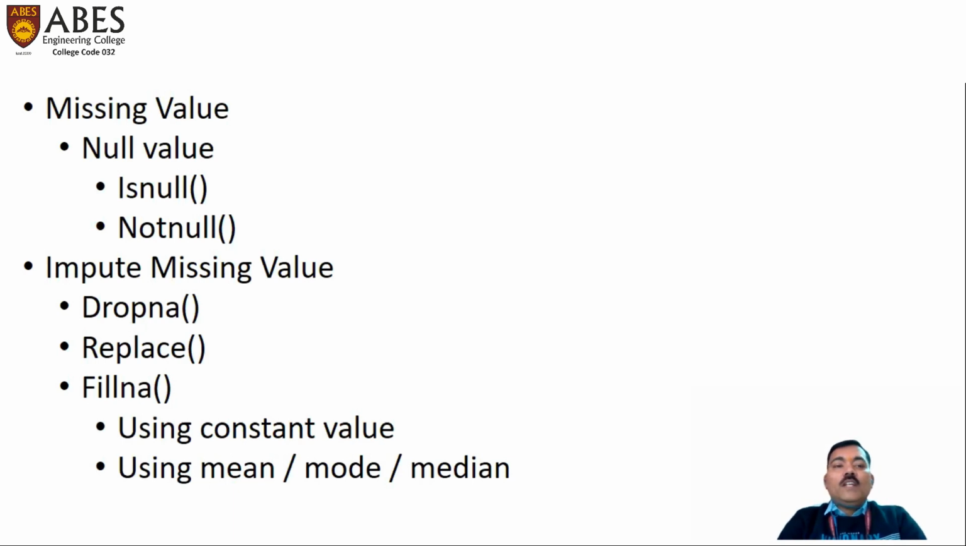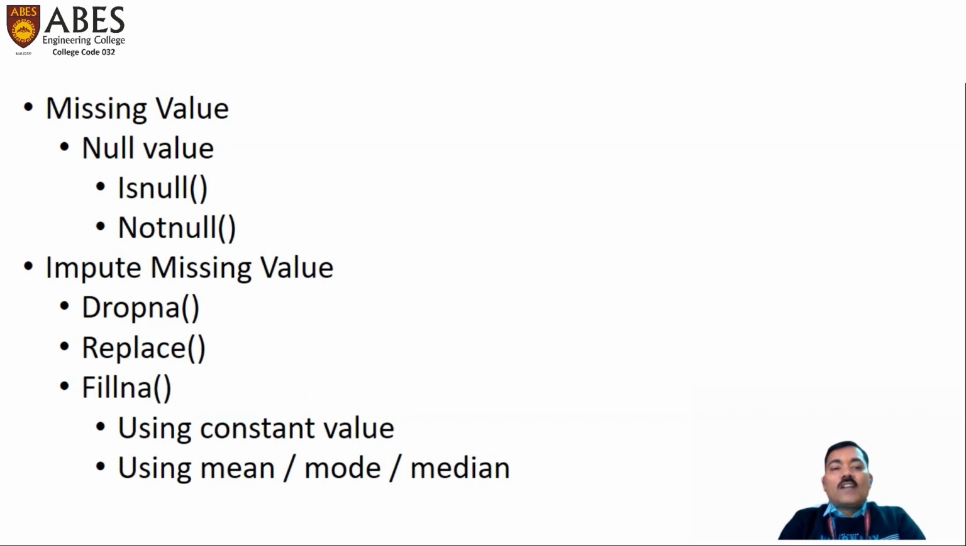So here we will discuss two parts. First one is how you can identify the missing values from the data. For that you use the isnull method as well as the notnull method. After that, we can replace some data which is not correct. Then we apply the imputation process. Imputation process means the missing values that we have identified, we fill them.